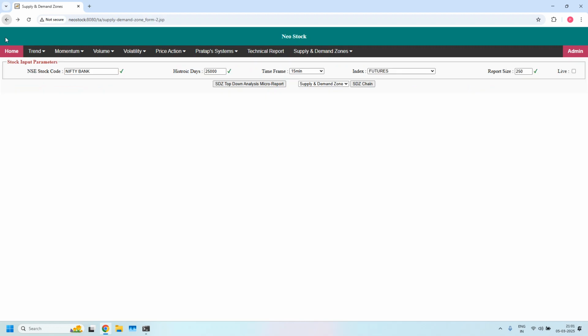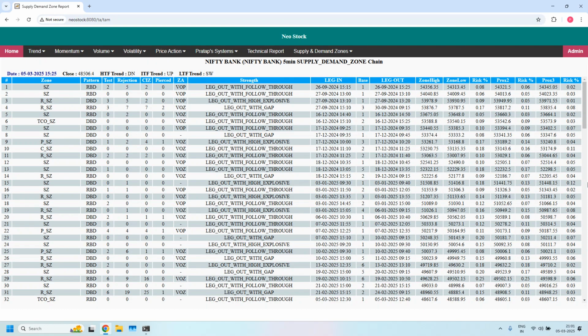Next, 5 minutes supply demand zone chain. All these are supply zones. I am scrolling the list down until we get demand zones. Actually Bank Nifty. Sorry, I pronounced it as Nifty. These are the Bank Nifty reports.